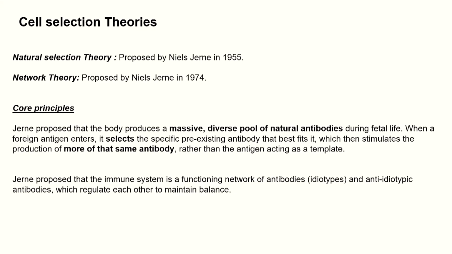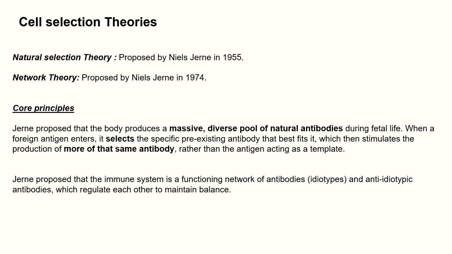Thereafter, many other theories were put forth by different scientists, and one of the next theories was given by Niels Jerne in 1955. That was the natural selection theory. Later on he also proposed the network theory, for which he got the Nobel Prize. The remarkable thing about Jerne's theory was that he predicted to some extent the idiotype and anti-idiotype antibodies, which literally form the baseline for ELISA or any kind of diagnostic tool which we are developing today.